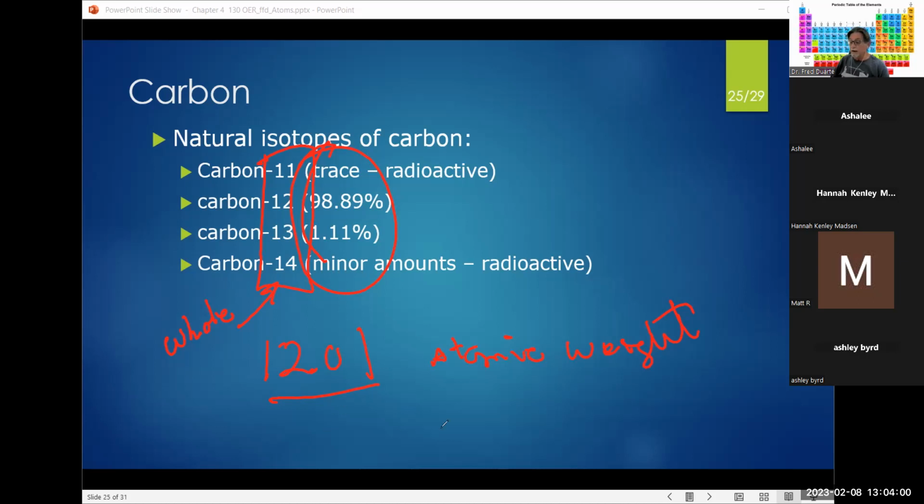Okay. Now, an added note about all these atomic weights. All these atomic weights have units. Even though I'm throwing the number out, 12.01, guess what? They have a unit. And specifically, they have the units of grams per mole.